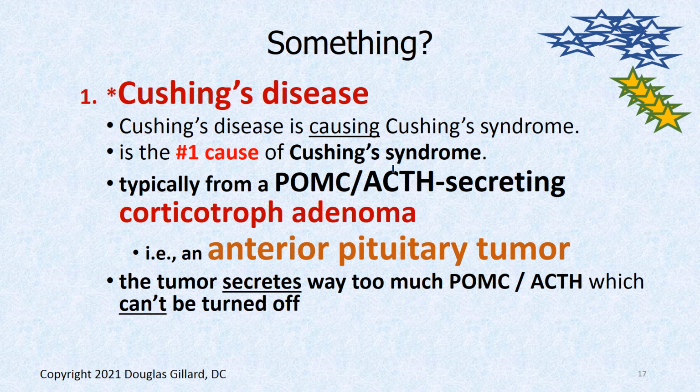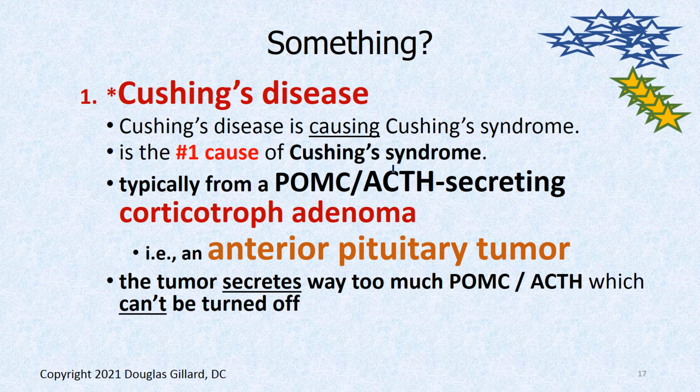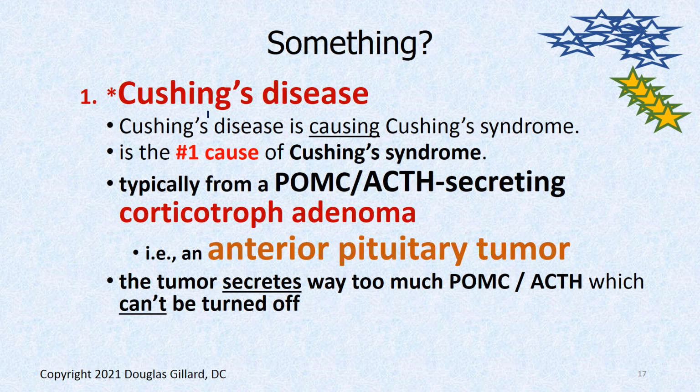So what are these somethings that can cause ACTH-dependent Cushing syndrome? What's the number one? This is where the confusion is. The number one cause of ACTH-dependent Cushing syndrome is Cushing's disease. Cushing's disease means tumor. So if you have Cushing's disease, you have a tumor in your anterior pituitary, and it's a corticotroph adenoma typically.